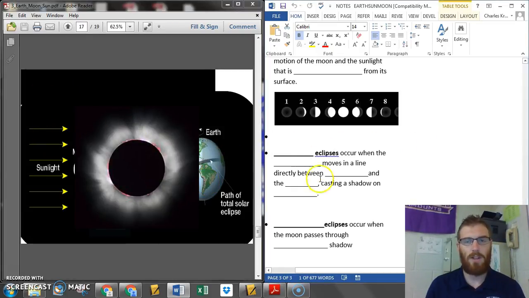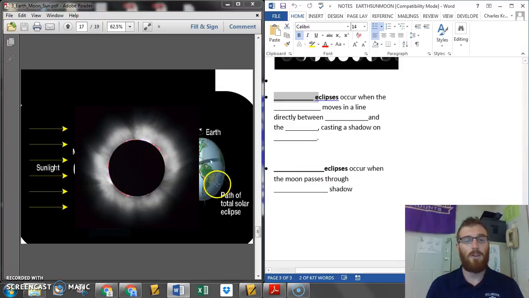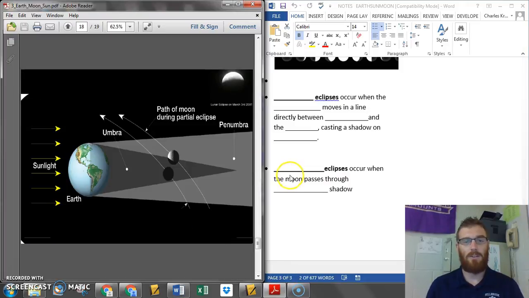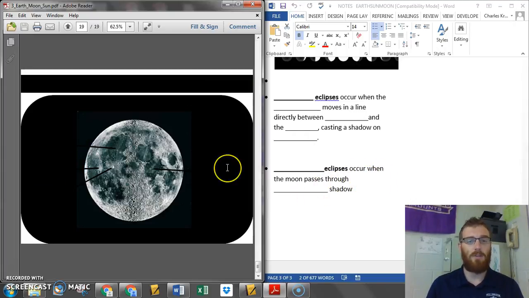A solar eclipse, solar is what should be there, is when the moon moves in a direct line between the sun and the Earth, and it casts a shadow on the Earth. And a lunar eclipse is the opposite. A lunar eclipse would be right here. You can see the illustration here. It would occur when the moon passes through Earth's shadow.